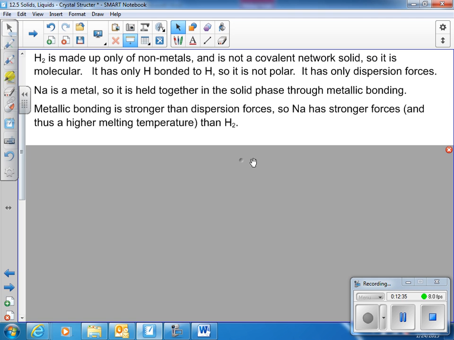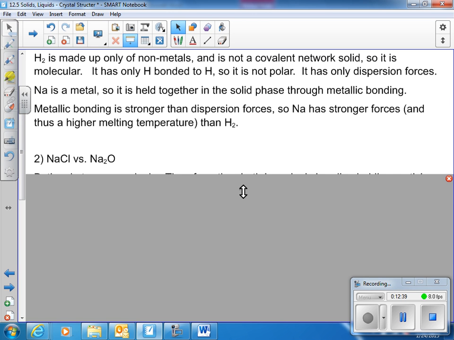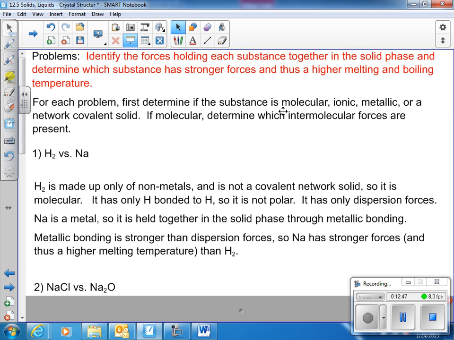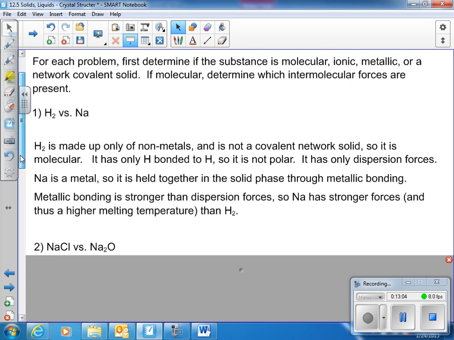Okay, next problem. Okay, so the next problem we're going to look at sodium chloride versus sodium oxide. First, we're told we have to find out if the things are molecular, ionic, metallic, or a network covalent solid. Sodium chloride, metal, nonmetal, therefore this is ionic. Sodium oxide, metal, nonmetal, ionic. I've got two ionic compounds.